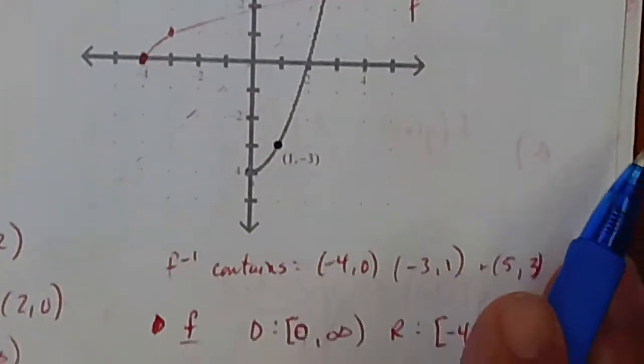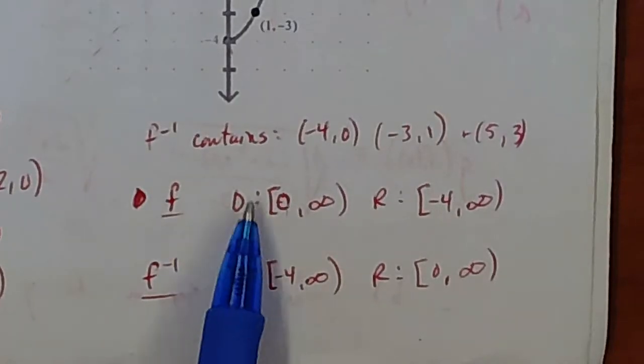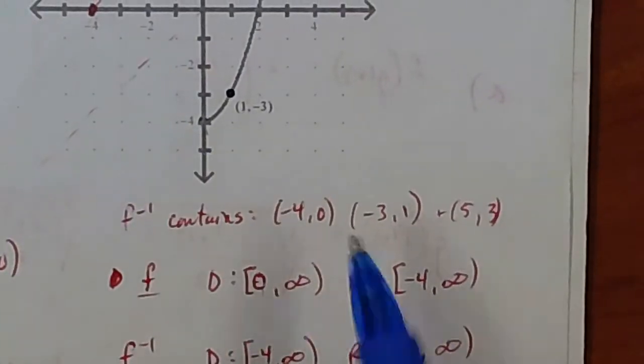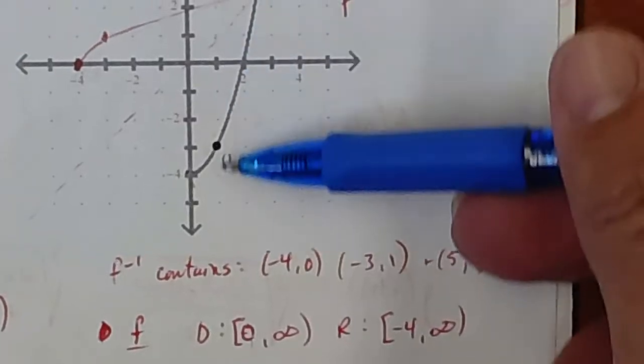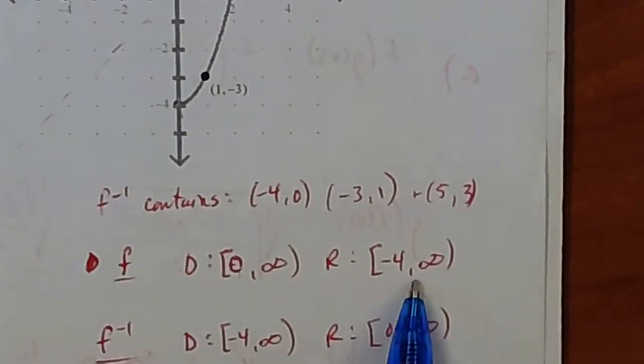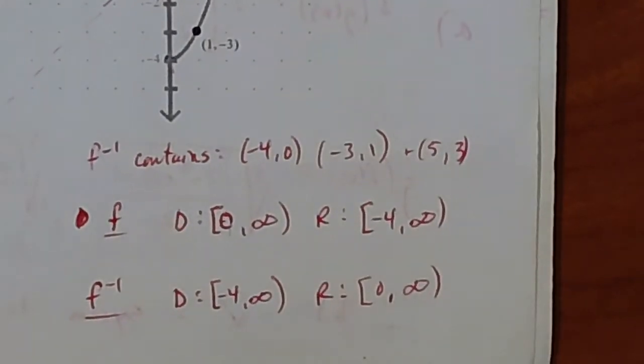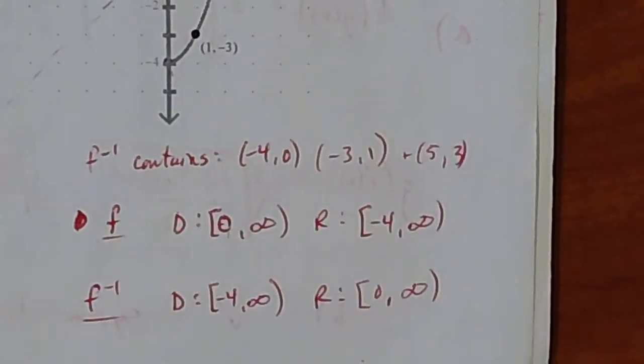Okay, so domain and range. Here they are. Function f, 0 to infinity, and then the range up and down, -4 on up. Okay, make sure that matches up with your inverse, which it does. Okay, any questions on 2?